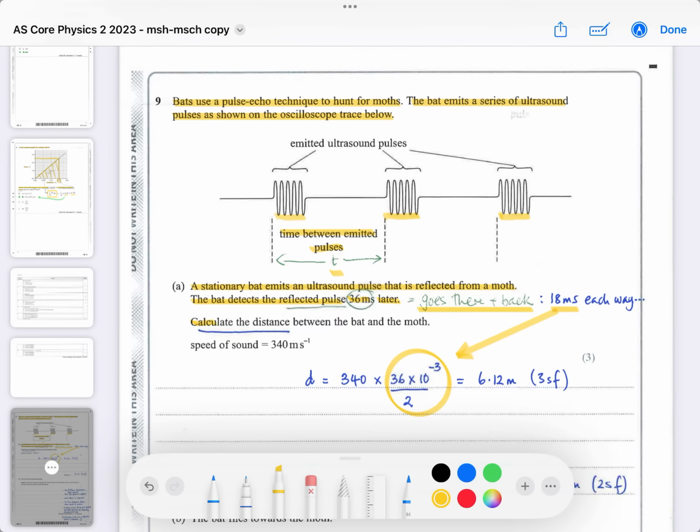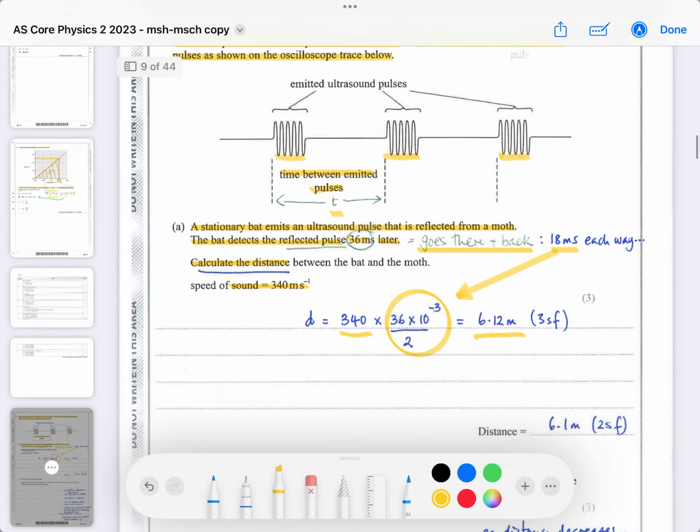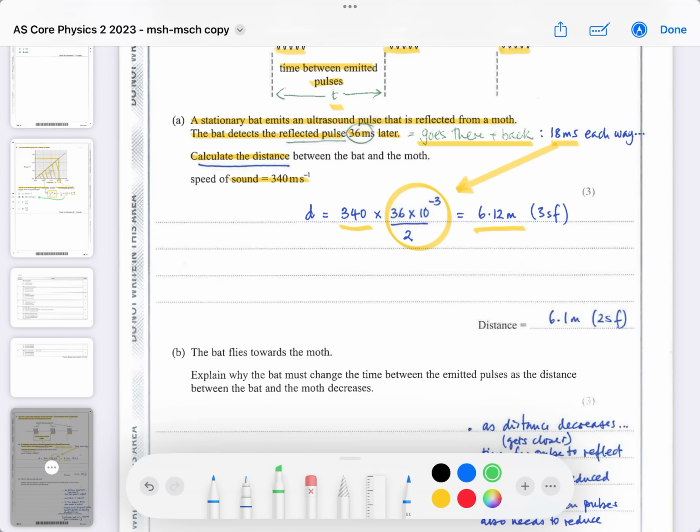All right, they want you to calculate the distance, and they've given you the speed of sound as 340 meters per second. Okay, so they want the distance between the bat and the moth. So the distance, I put it as D, should really use S in SUVAT equations, multiply the speed by the time to go there, not the time to go there and back, and you'll get 6.12 meters, 3 significant figures. And you can round it to 2 significant figures because the data is only given to 2 significant figures. Okay?